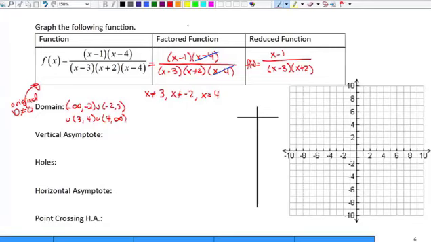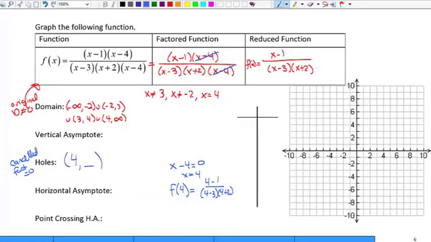Okay, so because I have one factor that canceled, that is going to get me a hole. So I'm going to set the canceled factor equal to 0. So that's x minus 4 equals 0, so x equals 4. So I have a hole at 4 comma something. In order to find out that other something, I'm going to plug in 4 to the reduced function. So I have 4 minus 1 on top, 4 minus 3, and 4 plus 2 in the bottom, which gets me 3 over 1 times 6, which is 1/2. So I have a hole at 4 comma a half.